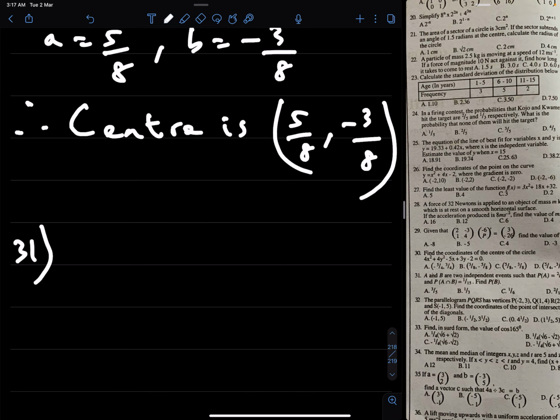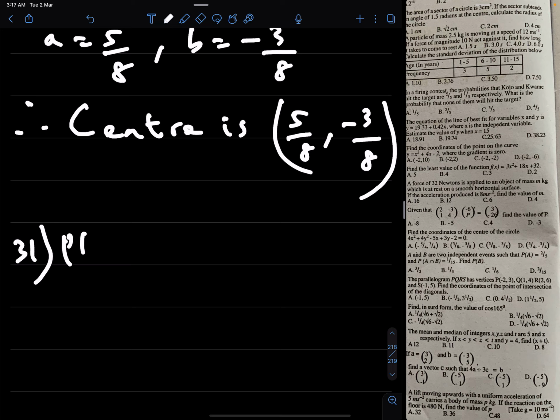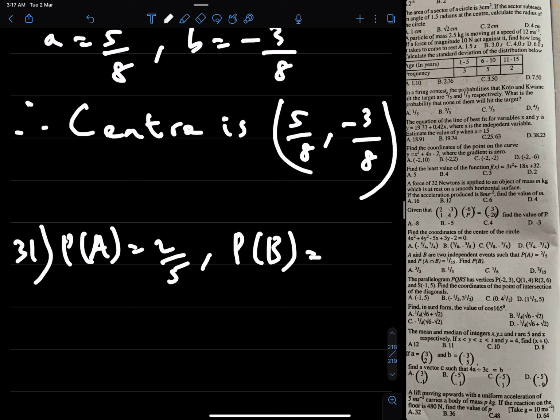Question 31: A and B are two independent events such that the probability of A is 2 over 5 and the probability of B is... okay, they didn't give us the probability of B, they just gave us the probability of A intersection B, which is 1 over 15. Find the probability of B.